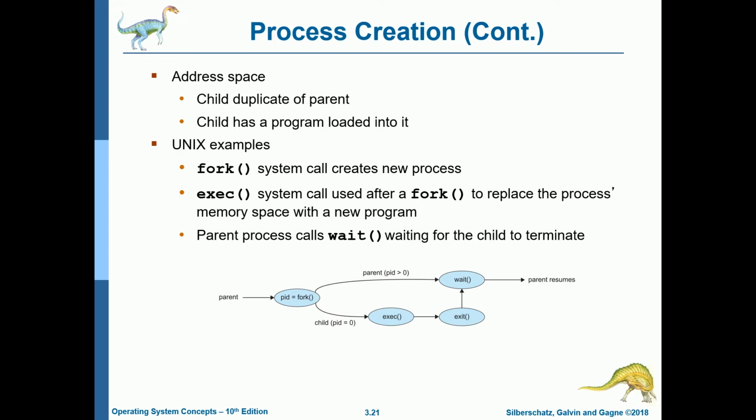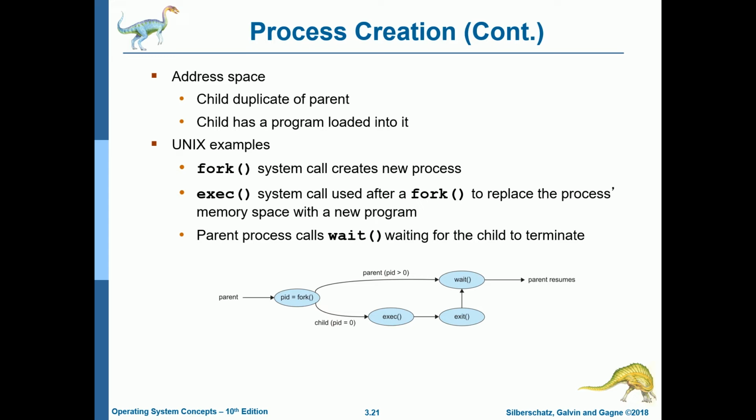Now, to see this in Unix, as we've seen, each process has an identifying process identifier, the PID, which is a unique integer. A new process is created by a system call called fork. The new process consists of a copy of the address space of the original process. This mechanism allows the parent process to communicate very easily with its child process. After fork is called, one of the two processes typically uses the exec system call to replace the process's memory space with a new program.